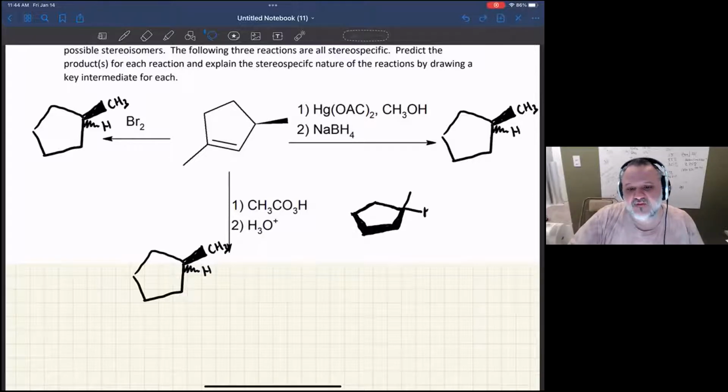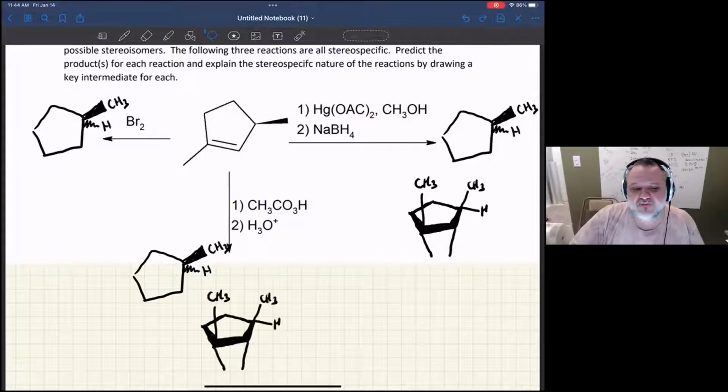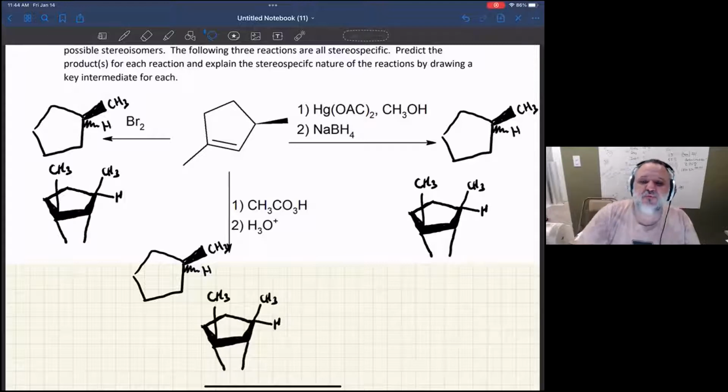It's going to have the CH3 and the H still pointed in that same direction. I put it on its side. And it's going to involve the CH3 here pointing up. And then it's going to involve some sort of cyclic structure. And we'll fill in the cyclic structure here in just a second. Okay, well, let's go ahead and do that now.